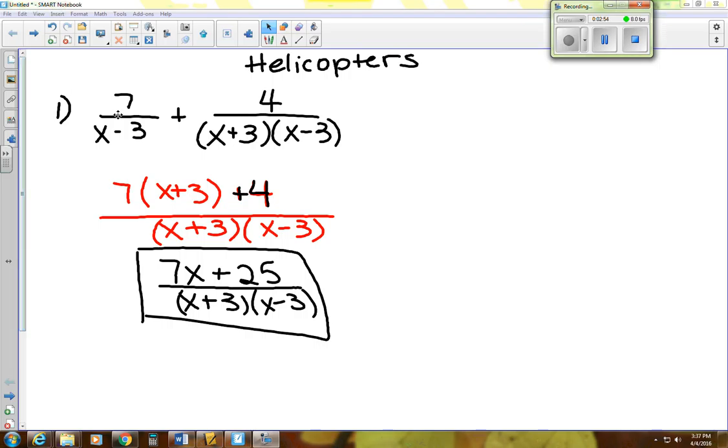So let's recap. If the denominators aren't the same, we have to find a common one. We find a common one by including all of the factors of any denominator that are listed, and then we convert the fractions one at a time to the higher denominator by multiplying by whatever factor we're missing. So in this case, the 7 over x minus 3 was missing the x plus 3, so we multiply both the top and the bottom by the x plus 3. Okay. Let's try another one.